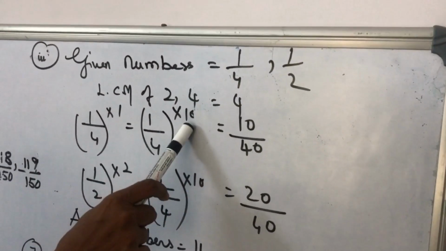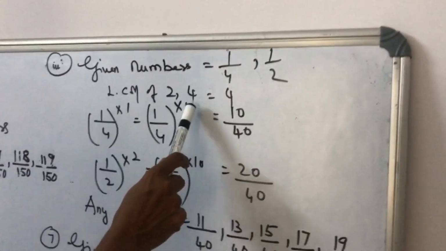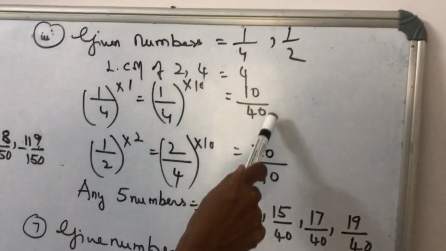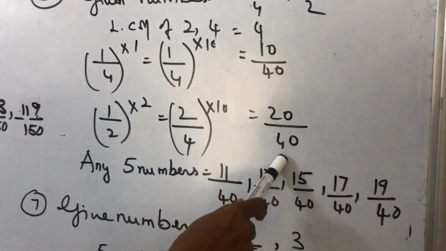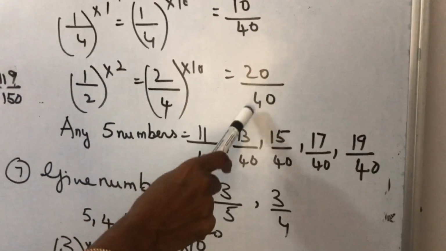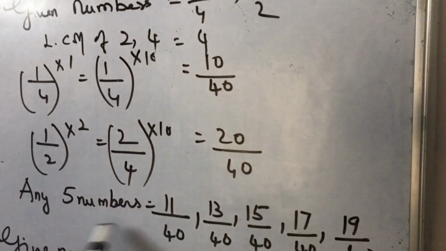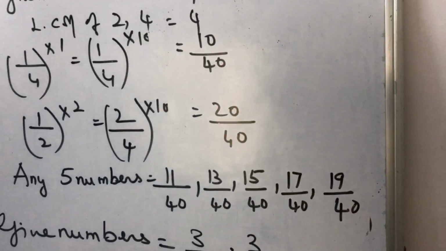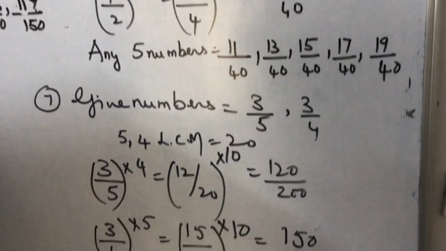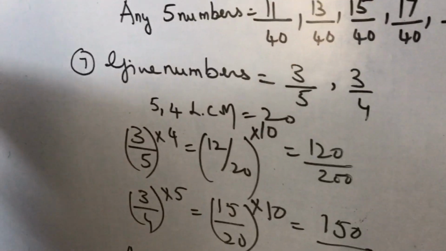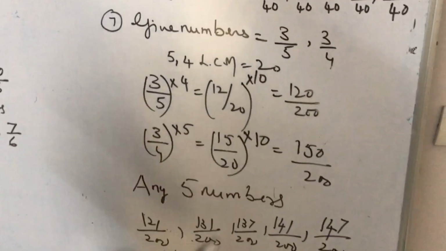To make your work easy, I have multiplied with 10. 1 by 4 into 10 is 10 by 40. 2 by 4 into 10 is 20 by 40. Denominators are same. Between 10 and 20, select any 5 numbers according to your choice and write the 5 rational numbers. Seventh question: find 10 rational numbers between 3 by 5 and 5 by 4.